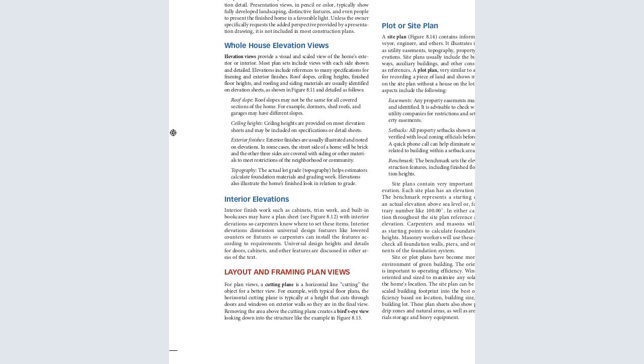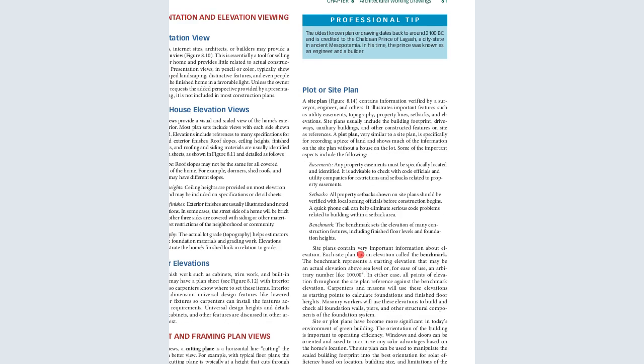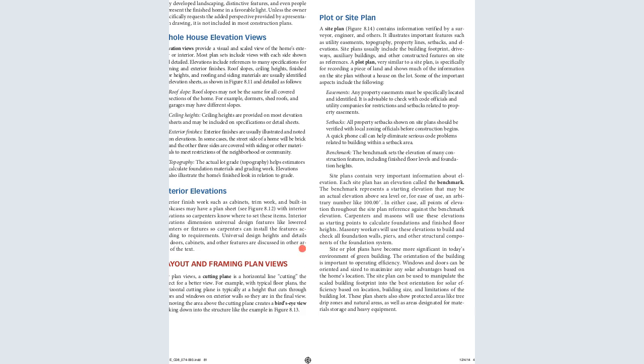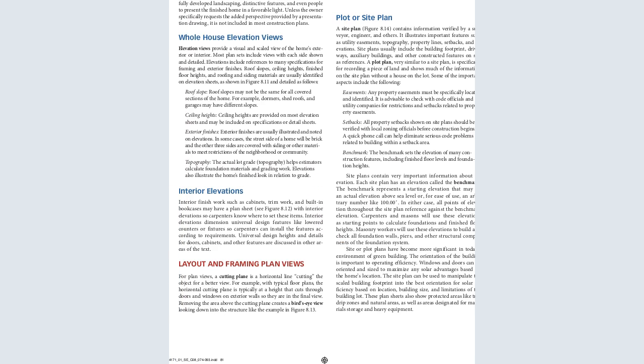So layout and framing, plan views. So plan views, these are now the cutting plane, the layout of the frame plan. Now how it's laid out. Where are the doors, where are the accessways, where are the rooms located, what are the dimensions. So from the plan views, a cutting plane is a horizontal line. You saw that line in the picture, and the cutting object for the better view.